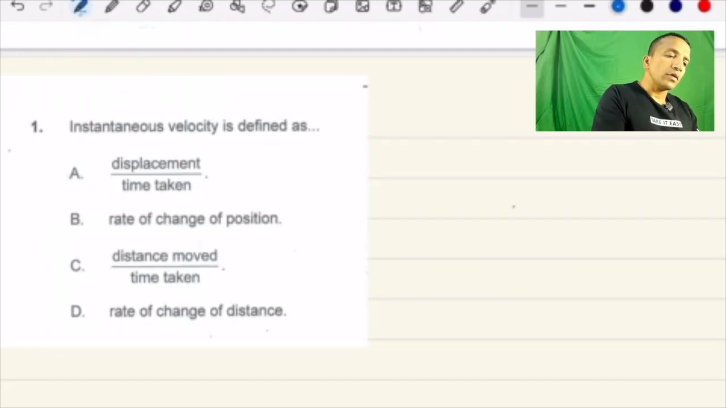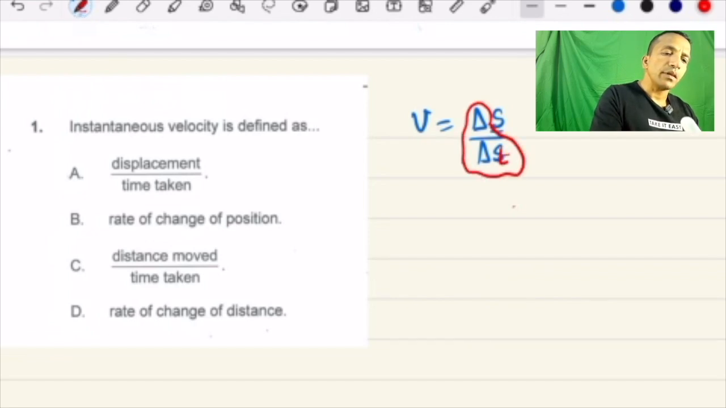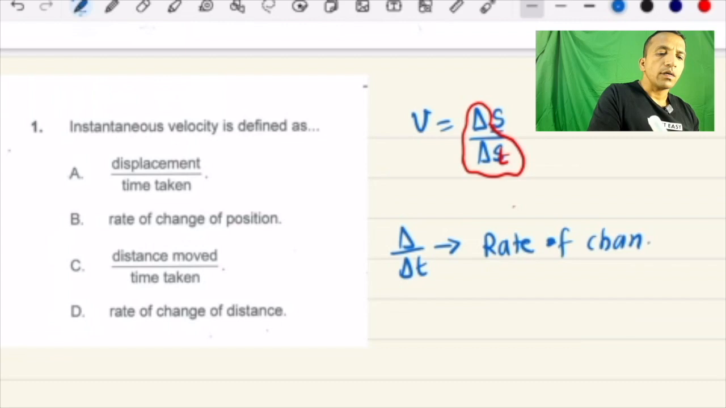Now, to do question number 1, we need to understand how we define velocity. Velocity, we write this type of mathematical equation, right? But if you look at this part, delta s over delta t, if I ask you to explain this in words, you will say this is rate of change, right? And the second thing is this s. What is this s? This is displacement.